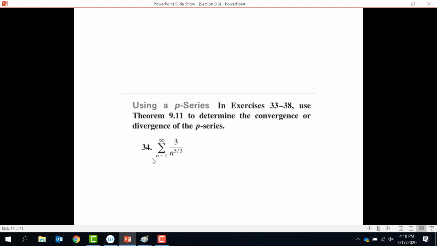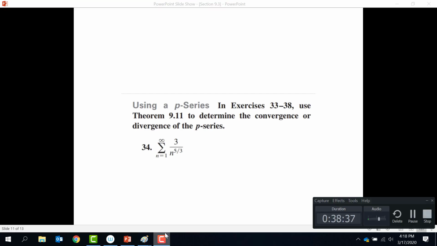So in these problems here, it says use theorem 9.11 to determine the convergence or divergence of the p-series. So we just want to see this as a p-series, and then using whether our p is bigger than 1 or less than 1, just write down whether it converges or diverges rather than having to use the integral test.